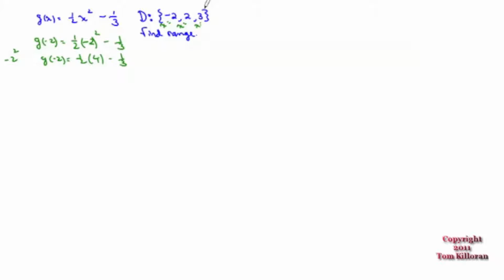Don't forget that. What's 1/2 of 4? 2. So we're going to get g of -2 is equal to 2 minus 1/3. Don't you dare use a calculator to figure that out. We're going to use our brains. What do I need? Common denominator. So what's the common denominator? 3. So you're going to multiply top and bottom by 3. 2 times 3 is 6, so this will be 6/3 minus 1/3, better known as 5/3. So g evaluated at -2 is 5/3.